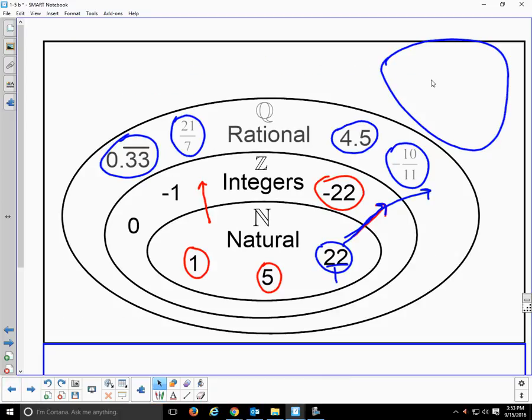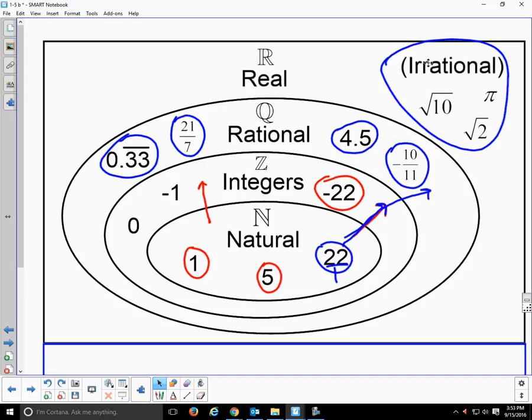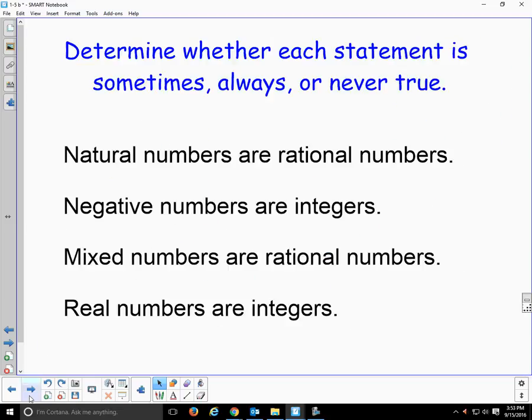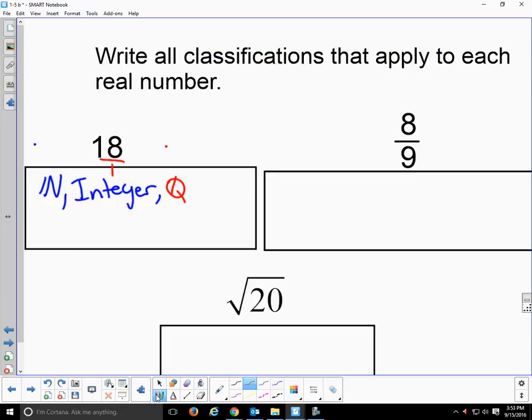an irrational number? No, because you can't be both rational and irrational at the same time. We know what it is. It's a fraction. It's a rational number. And of course, it is a real number as well. So it's a real number.